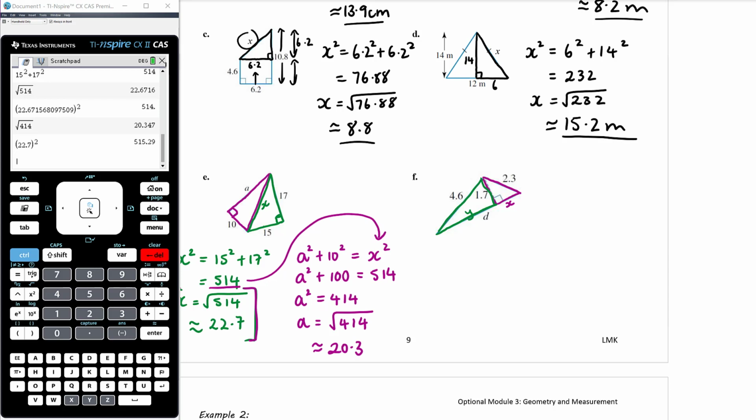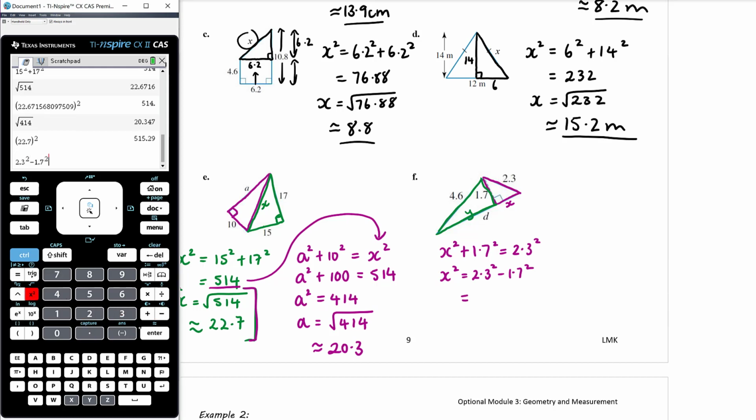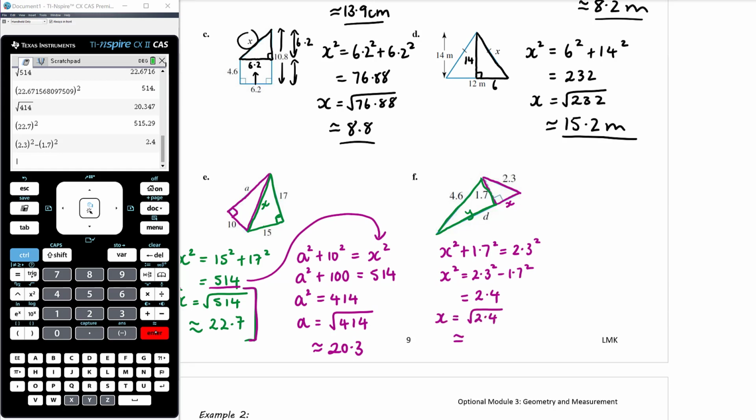Okay, so in the purple triangle, the hypotenuse is 2.3, so we're going to have x squared plus 1.7 squared equals 2.3 squared. So x squared is 2.3 squared minus 1.7 squared. So let's just work out what that is. 2.4. And so x is the square root of 2.4, which is, control enter, approximately 1.5.